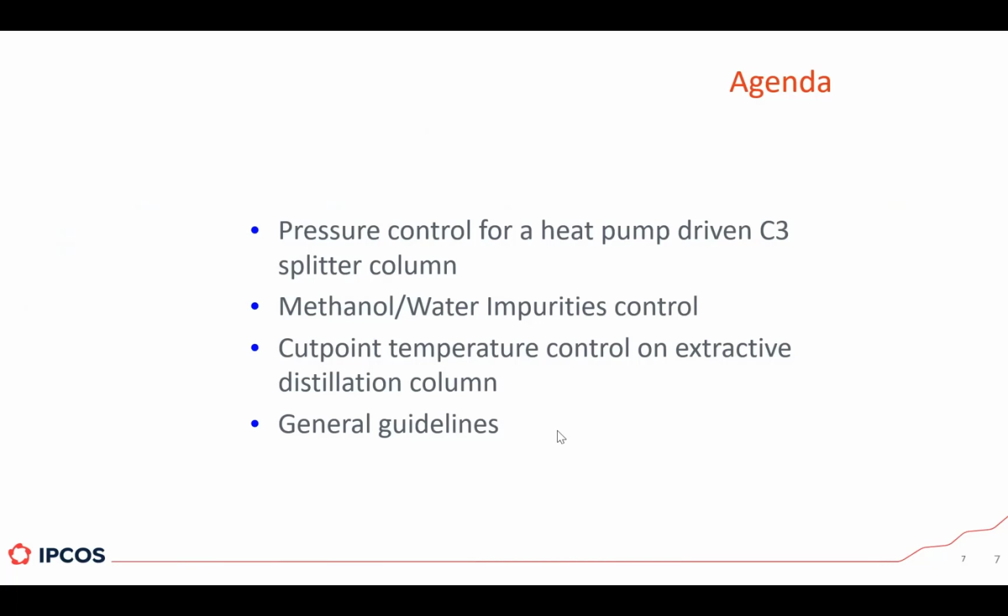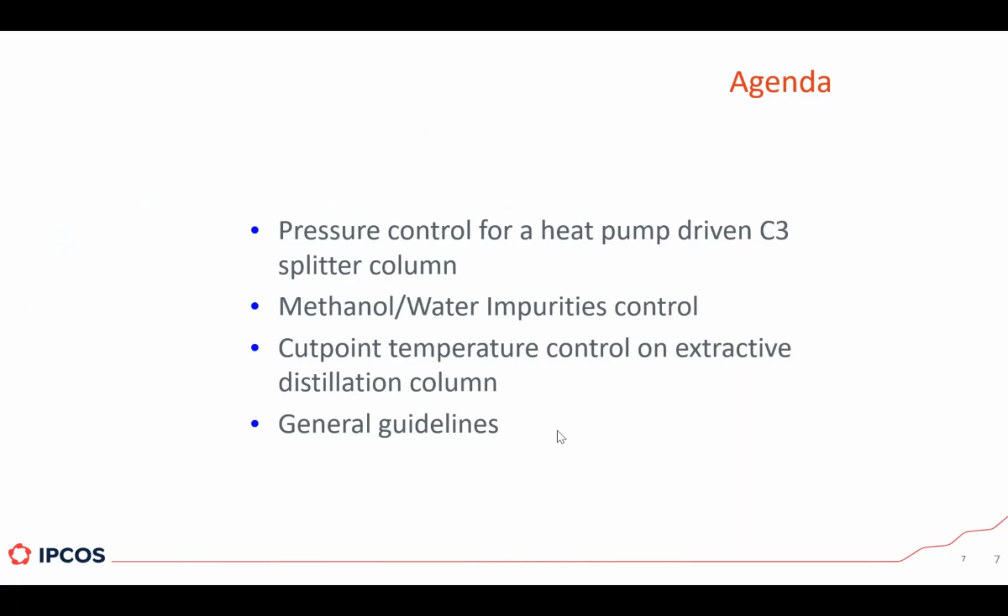The first one is the pressure control for a heat pump driven C3 splitter column. I think some of you may be familiar with this kind of column. C3 splitters are usually not the easiest column to deal with. In theory, they seem easy because it's just two components, but with very close boiling points, and we have the heat pump problem as well. And then methanol water, again, doesn't seem too complicated, but the devil's in the details. This is a very high purity column.